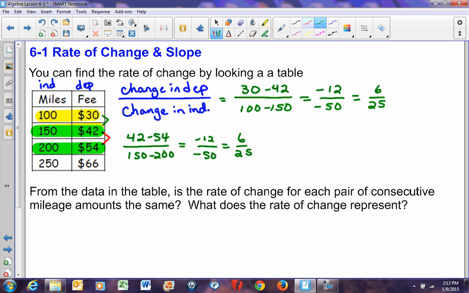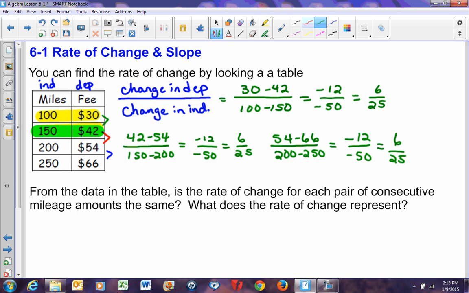And last but not least, I need to look at the last pair of numbers, which is these two, which I'll leave unhighlighted. So this particular pair would be 54 minus 66 over 200 minus 250. 54 minus 66 is negative 12. 200 minus 250 is negative 50. So again, this is 6/25. So we have a constant rate of change.